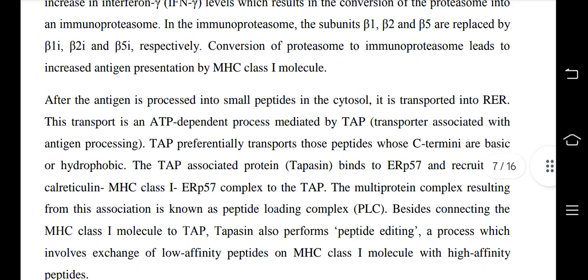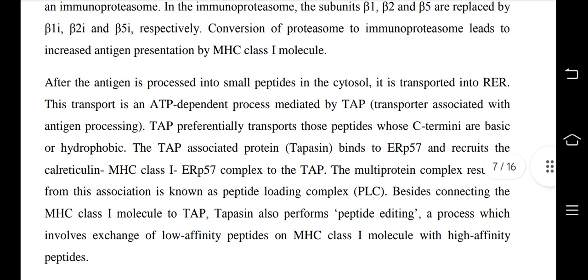After the antigen is processed into small peptides in the cytosol, it is transported into the RER. This transport is an ATP-dependent process mediated by TAP, transporter associated with antigen processing. TAP preferentially transports those peptides whose C termini are basic or hydrophobic.